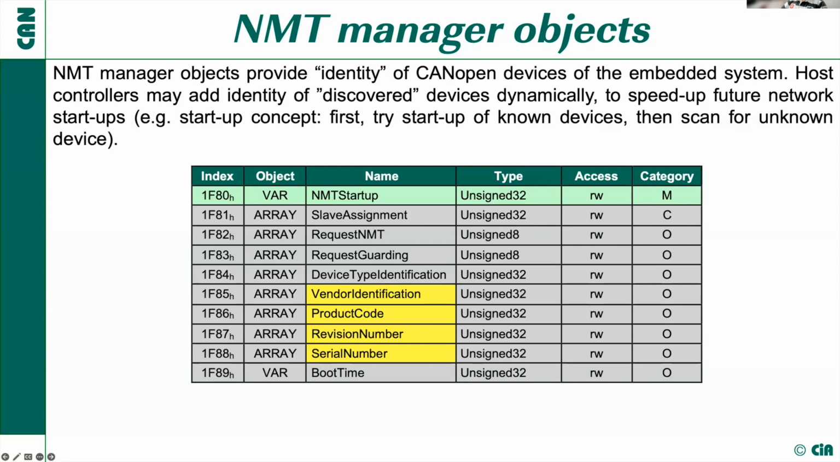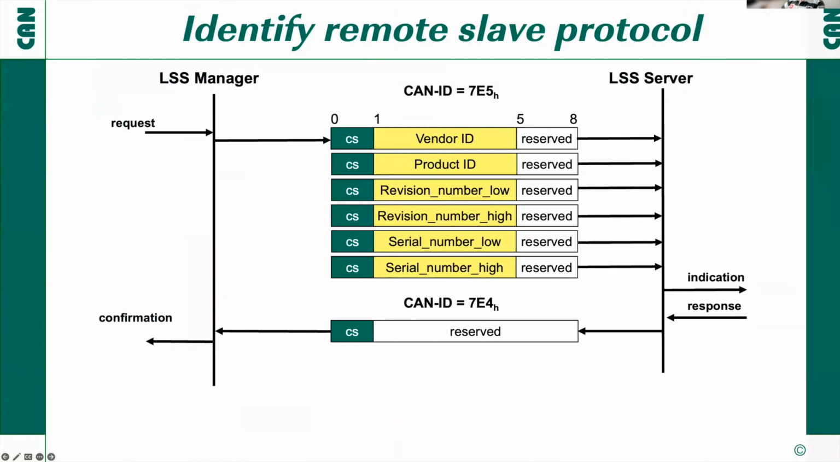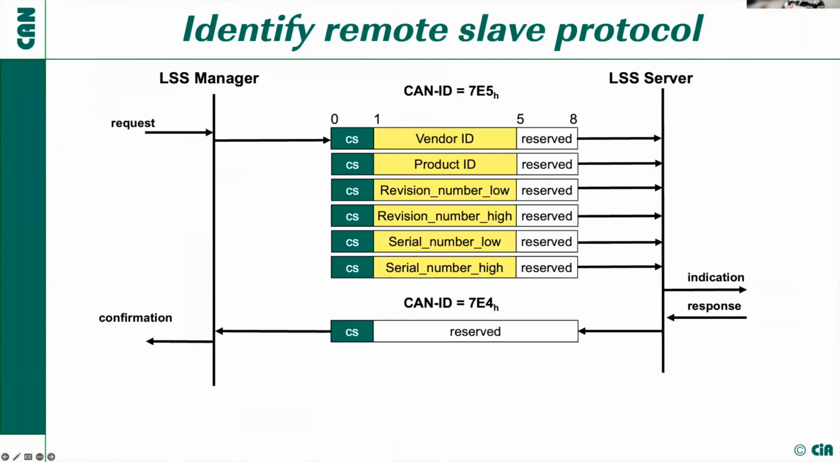The manager does not necessarily know which kind of devices are added. So, for example, in case of a service, you have a broken device, you remove it, and you add a new one from the same manufacturer. It will have the same product code, but maybe a new revision or serial number. Then you need to identify this new device that substitutes the old, broken one. So it will have the same vendor ID and the same product code, but it will differ in revision number and serial number.